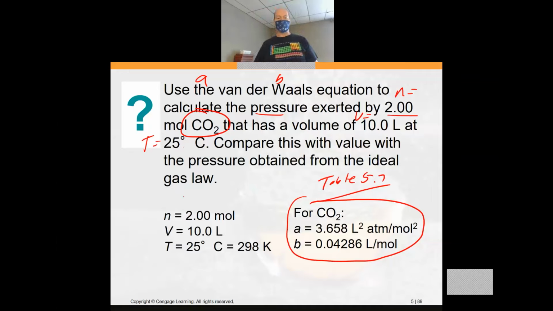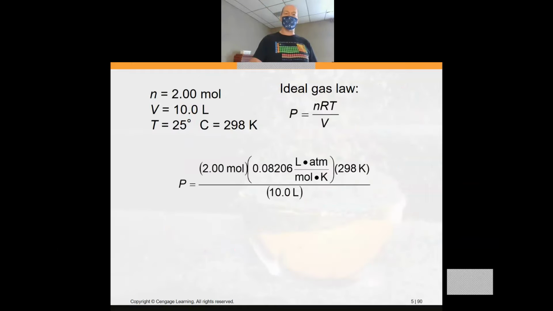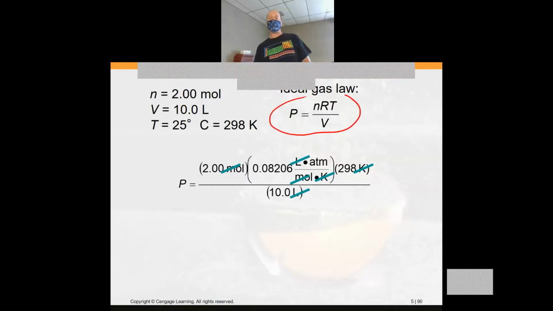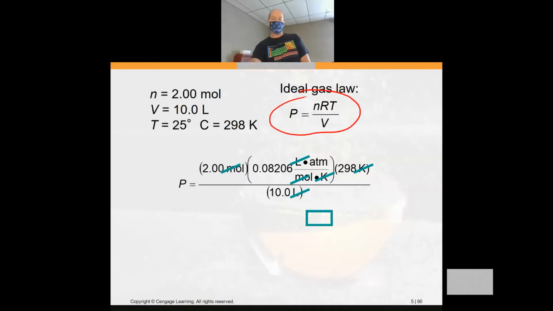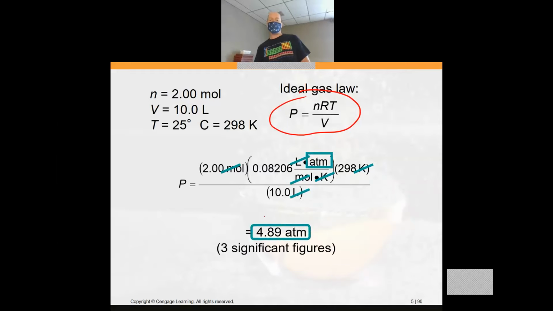You have your n in moles, yes. Volume in liters, yes. Temperature is always given in Celsius. You never use Celsius, you convert that to Kelvin. Now you have everything you need. You just plug all these numbers into your equation. First we're going to do the easy one, and that's PV equals nRT. We plug those numbers into PV equals nRT, and the pressure we get is 4.89 atmospheres.